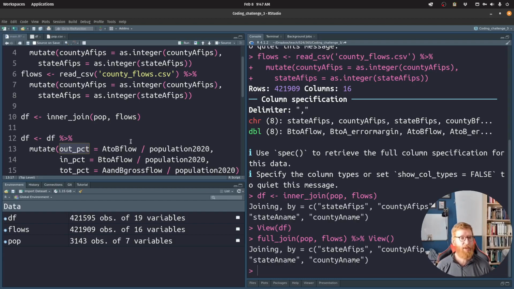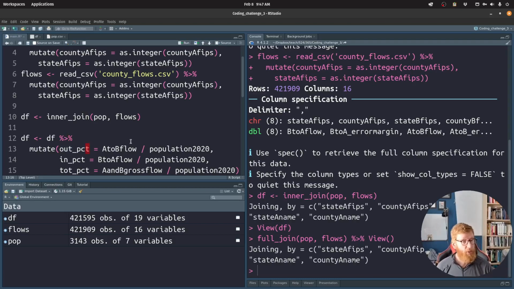A lot of people are going to be moving out of New York City just because there's a lot of people in New York City. But does that really mean a lot of people are moving out of New York City compared to anywhere else? Well, as a percentage, we get a better answer to that.